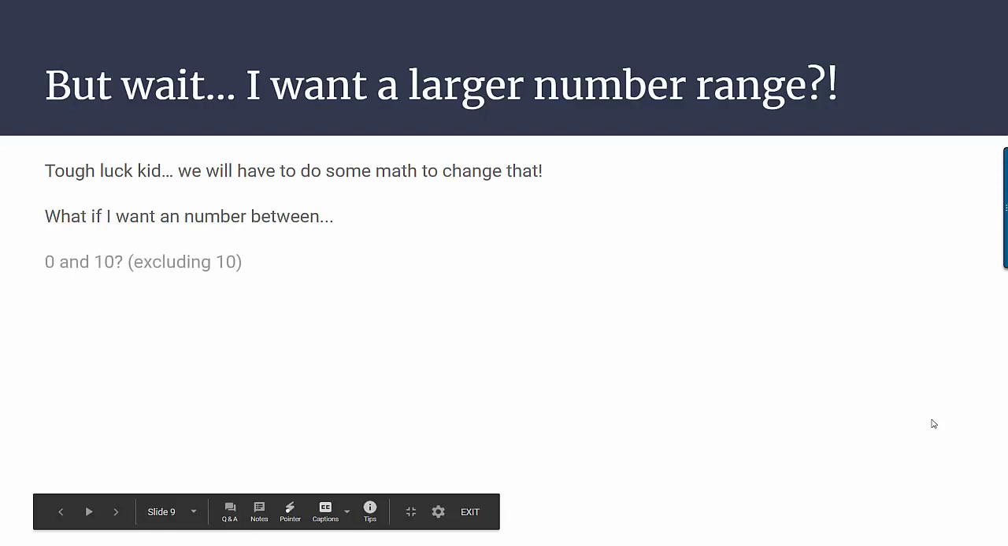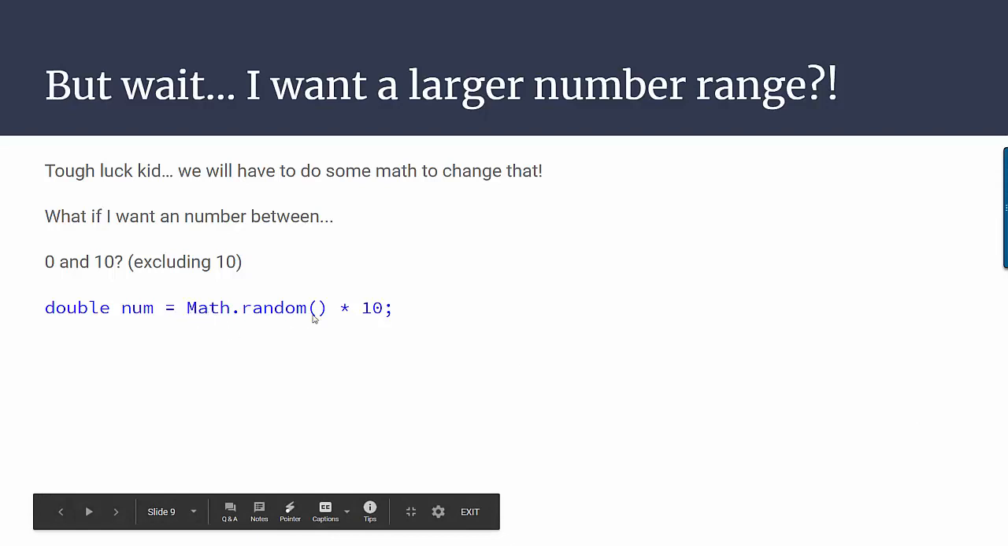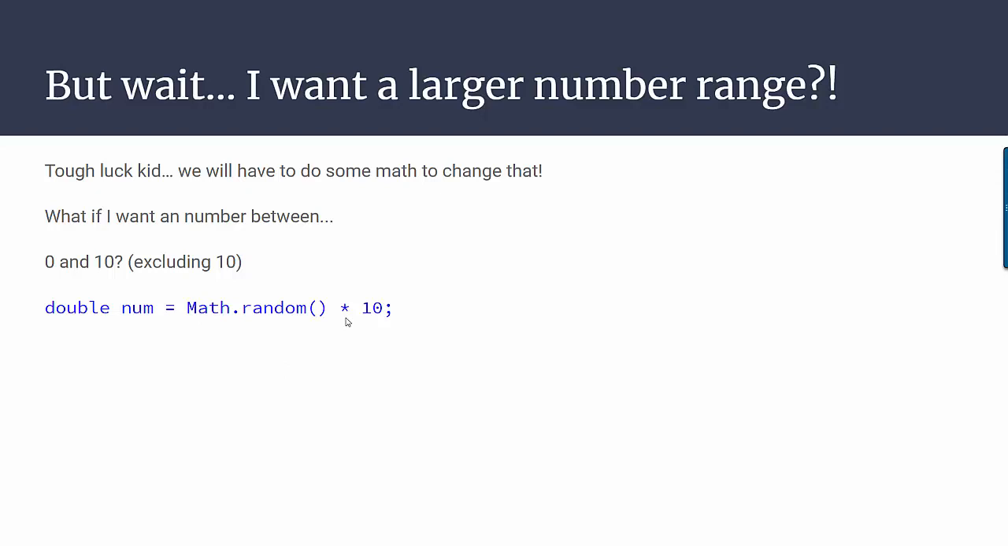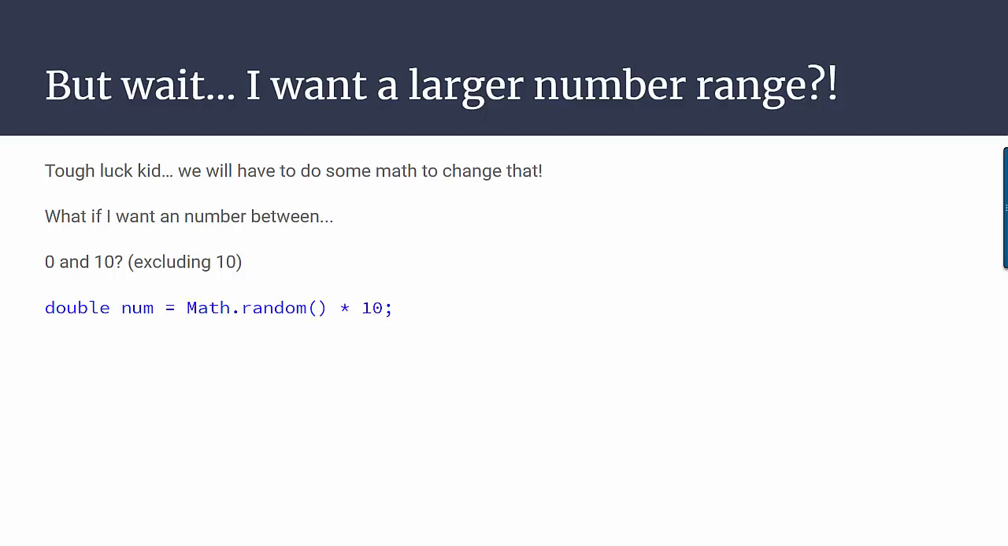So for example, what if you want a number between 0 and 10, but not including 10? What you do is you take that math.random, which you know is between 0 and 1, and you multiply it. You might remember from your math class that multiplication is like scaling or stretching. So we're stretching the interval that would usually be from 0 to 1, and we're stretching it to be from 0 to 10. If you wanted a number between 0 and 100, you could multiply it by 100 to scale it up to 100.